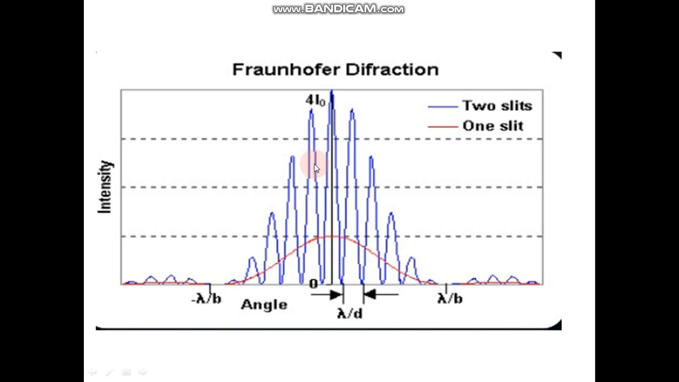This diagram shows the Fraunhofer diffraction pattern, the intensity variation for double slit and single slit. So from this diagram we can see that the intensity variation in double slit Fraunhofer diffraction, intensity is 4 times that of Fraunhofer single slit diffraction.